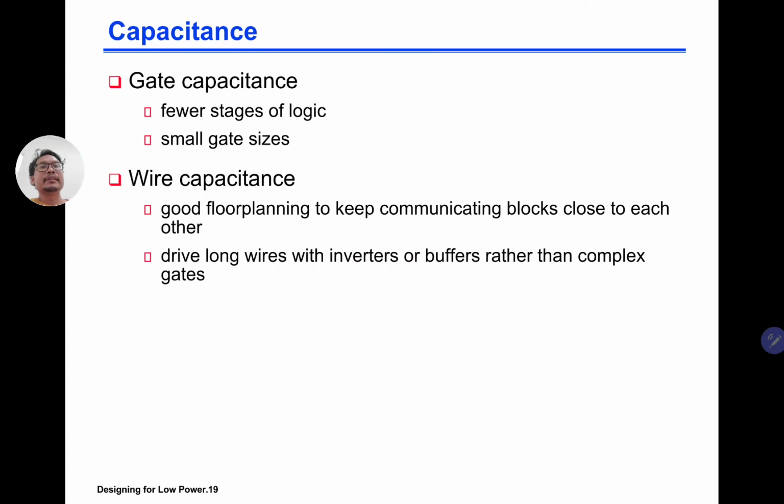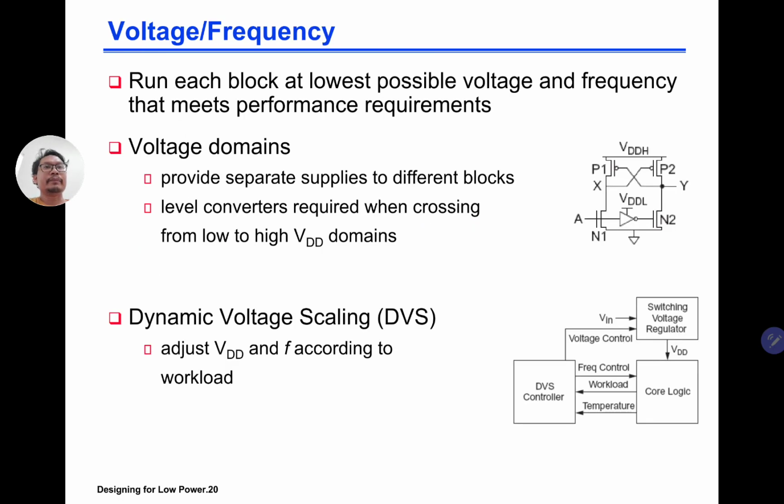Gate capacitance: can we use fewer stages of logic? Can we use a smaller gate size? If you are able to do this, you can reduce the power. Wire capacitance: good floor planning keeps communicating blocks close to each other. Don't make the wire too long, because the length of the wire will impact your CL. Drive long wires with inverters or buffers rather than complex gates. We've seen the logical effort method for this.